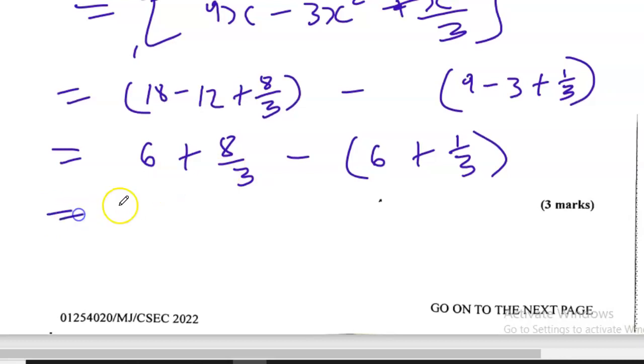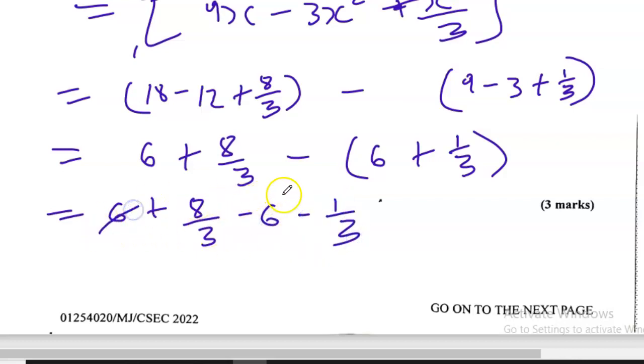So if I distribute that negative, I would have 6 plus 8 thirds, minus 6 minus a third. So 6 cancels negative 6. So we end up with 8 thirds minus 1 third, that leaves us with 7 thirds.